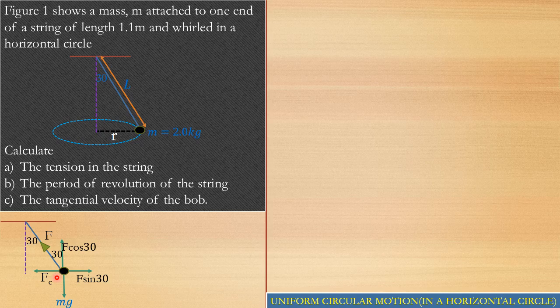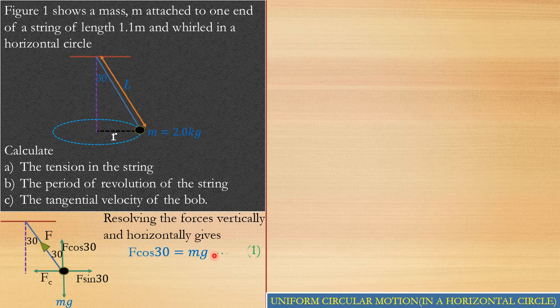Great. Okay friends, let's see. If we resolve the forces horizontally and vertically, we are definitely going to see, vertically, this force, T cos 30, being balanced by what? The weight mg. That therefore means we have T cos 30 degrees equal to mg. We can call this our equation 1.